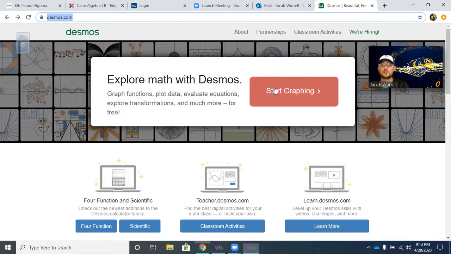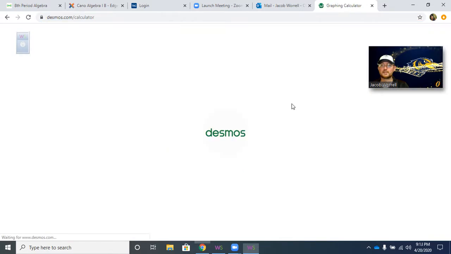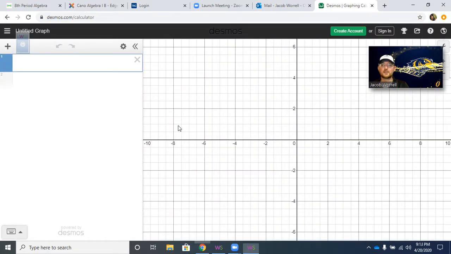This is the home page that I'm on right now. This big button right here, start graphing. That's all you got to do. Just click it, and then it opens up the page for your graphing calculator. You got your graph right over here on the right, your coordinate grid, and then over here on the left is where you're going to type in your functions, your equations, whatever you want to graph.